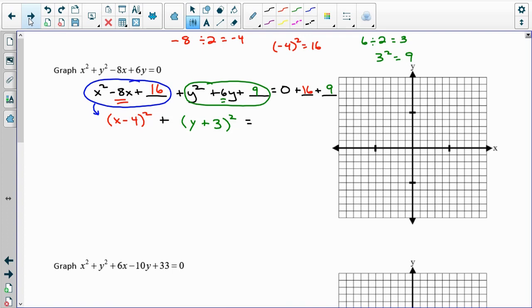So I have x minus 4 squared plus y plus 3 squared equals, those add up to 25. So my center is at the point 4, negative 3, and my radius is 5. So I can graph this like any other circle that we've graphed all chapter. My center is at 4, negative 3, and my radius is 5. So that means I'm going to go 5 up, down, left, and right. Those are the easiest ways to get a distance of 5. And then I'm going to graph the circle.